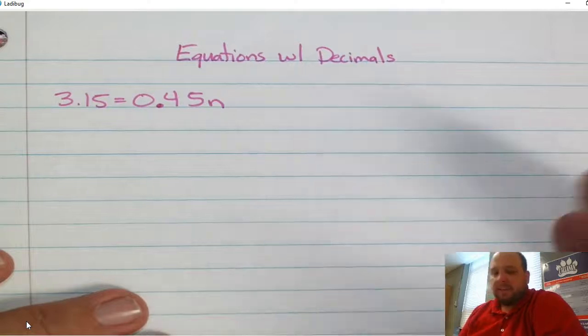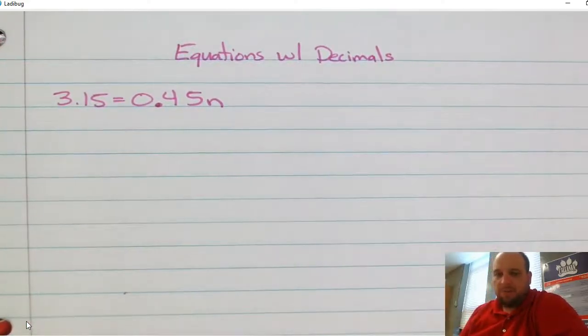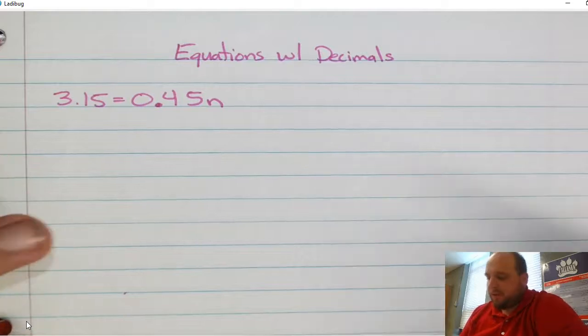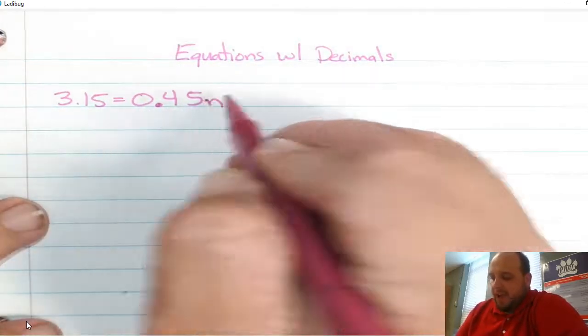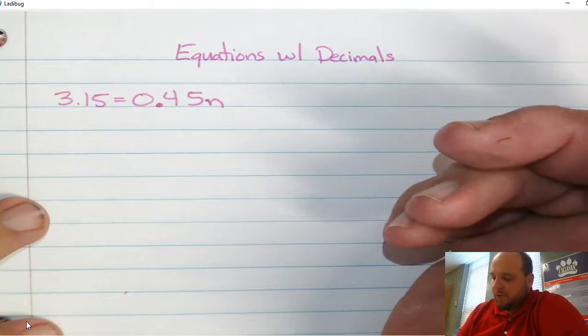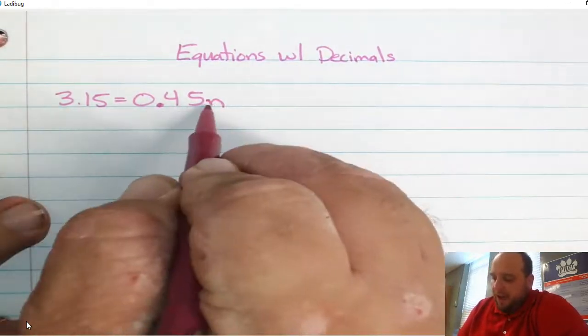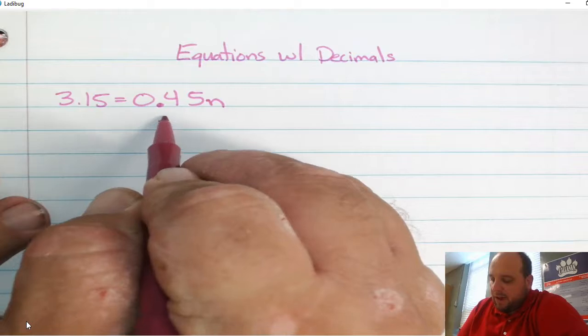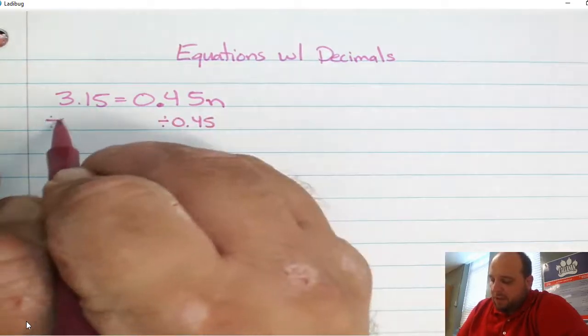When I have a decimal like this, I'm going to keep with the division because I don't want to multiply by the reciprocal of this decimal. So I'm going to divide, because that's the opposite or inverse operation of multiplication. I'm going to divide by whatever's happening to the n. In this case, 0.45 is what's being multiplied by n. So I'm going to divide this side by 0.45.